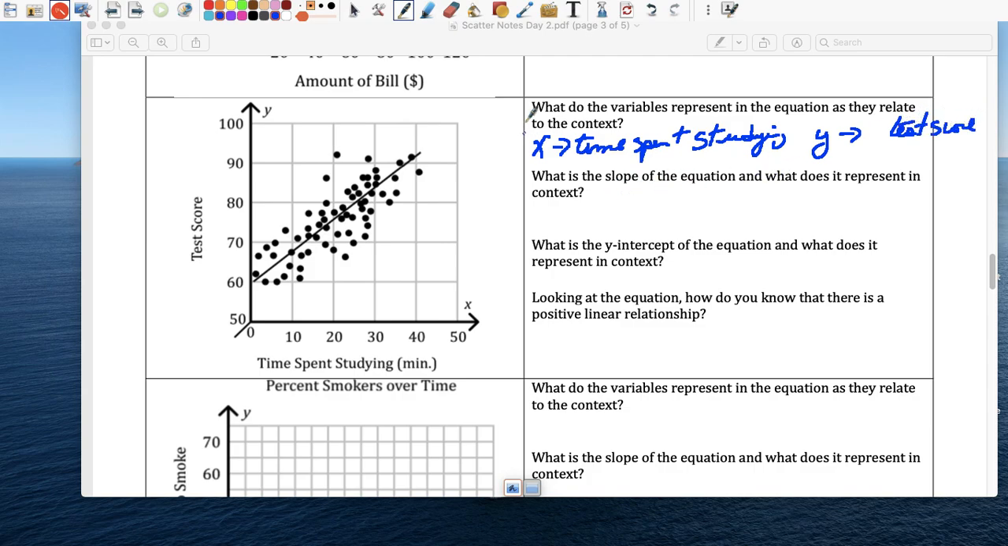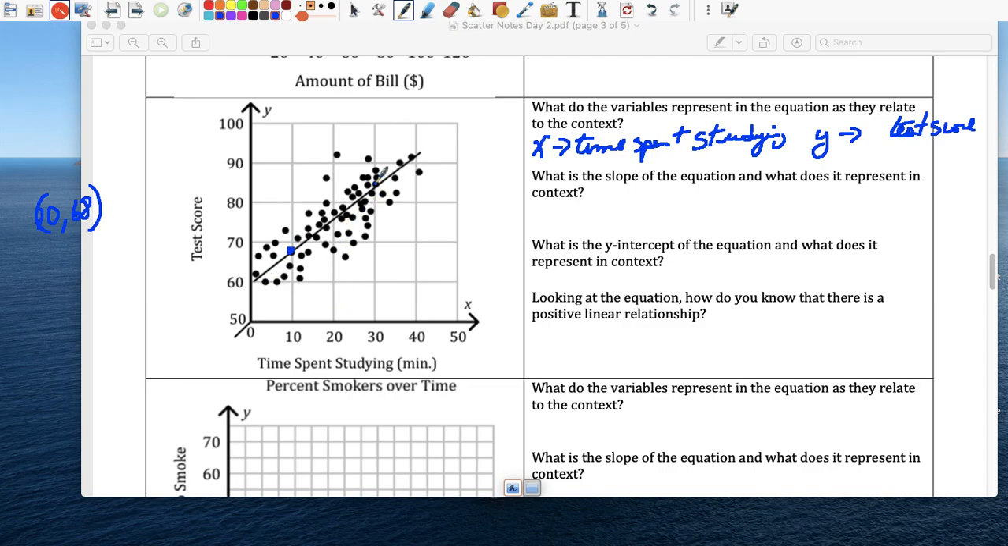What is the slope? Well, let's find it. To find a slope, try to pick 2 points that you can actually know the value of, or approximate as best as you can. You shouldn't use, for example, this point and this point, right? You want to pick 2 points that are very close to the line. I'll pick this guy over here. That looks like a 10 and, I don't know, 68. So if you study 10 minutes, you get a 68. So that's 1 point.